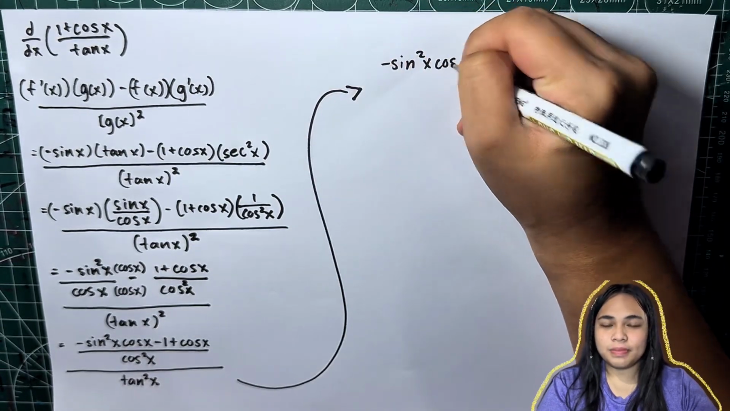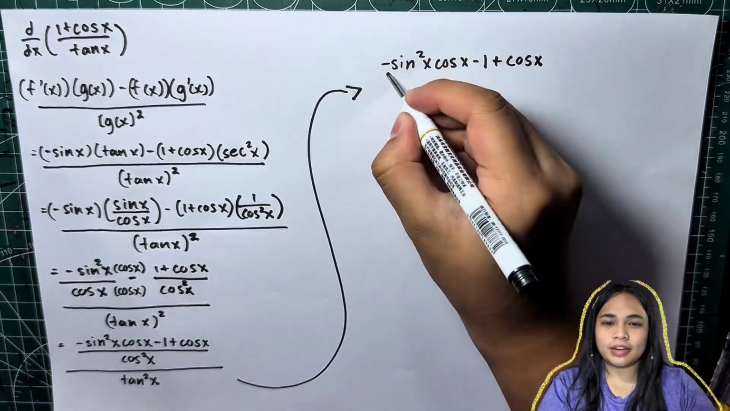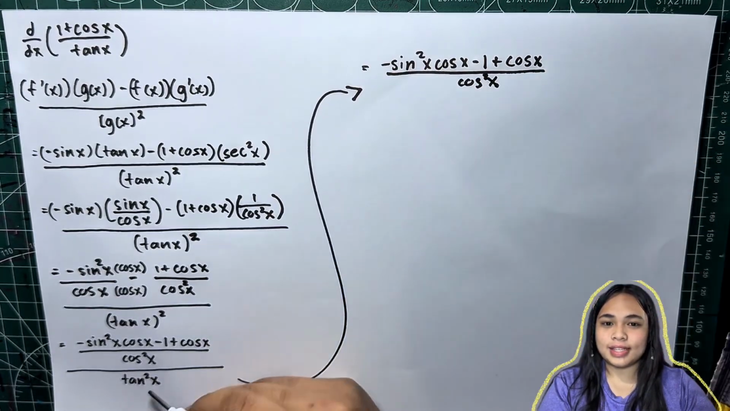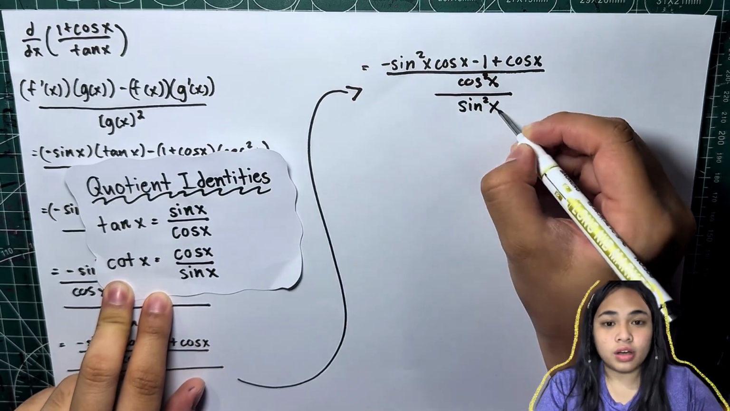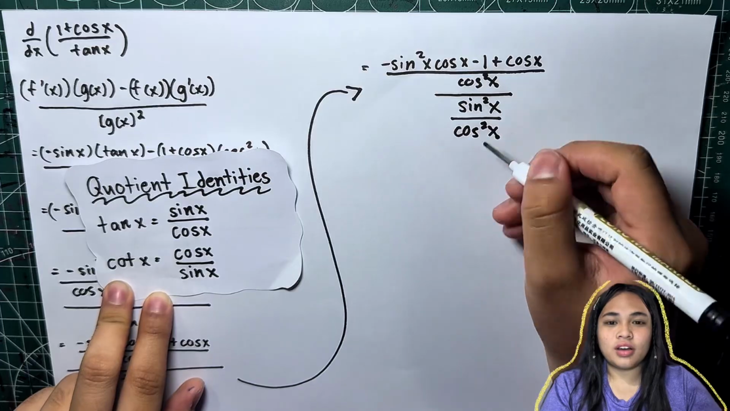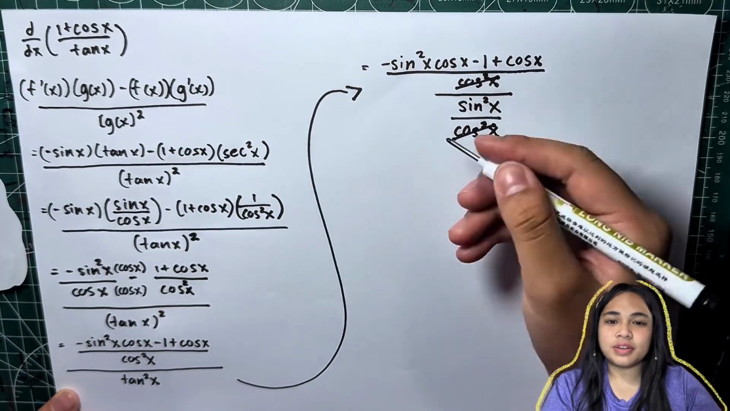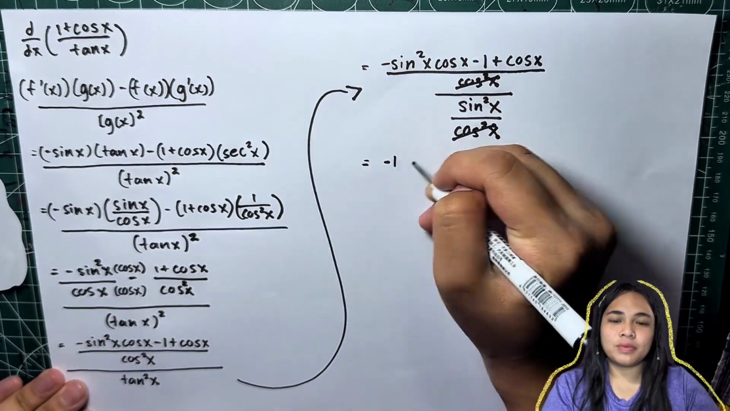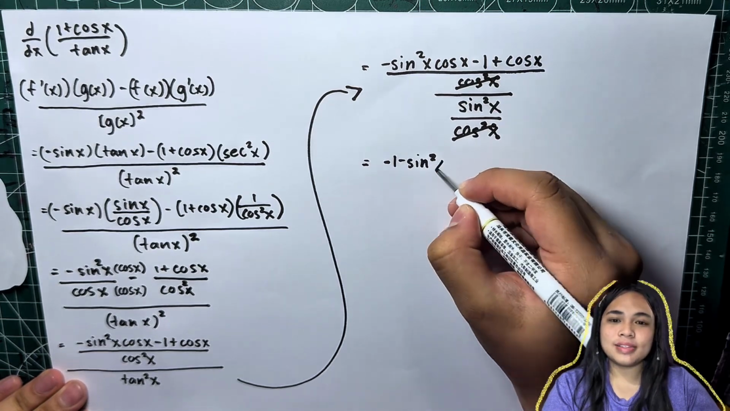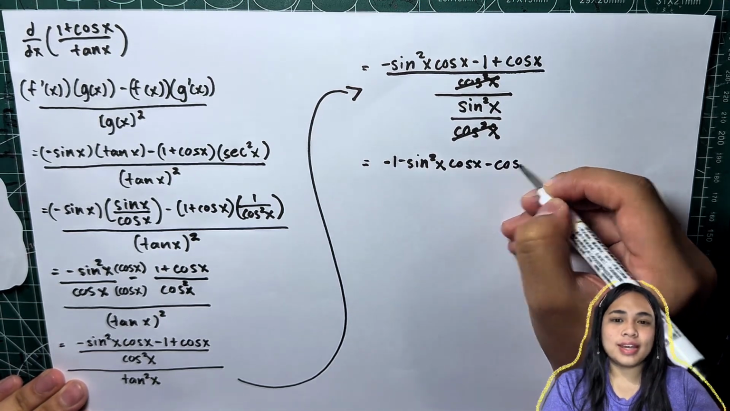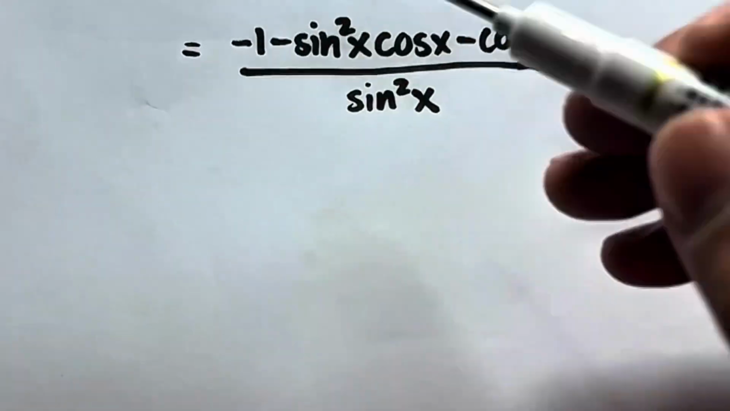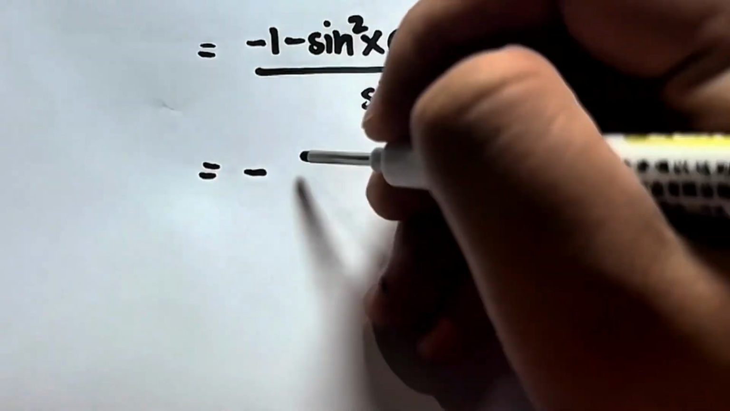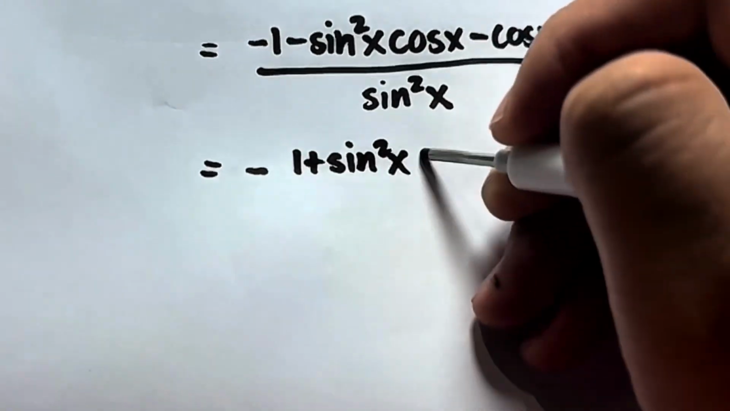On to our final step. Don't forget to simplify the denominator. According to the quotient identities, this would be sine squared x over cos squared x. Canceling out cos squared x, we can finally arrive at our final answer, which is negative 1 minus sine squared x cos x minus cos x over sine squared x. And that's it. You can also isolate the negative sign, which will give us negative 1 plus sine squared x cos x plus cos x over sine squared x.